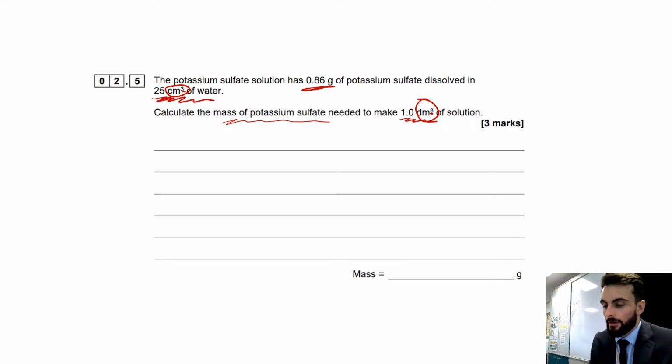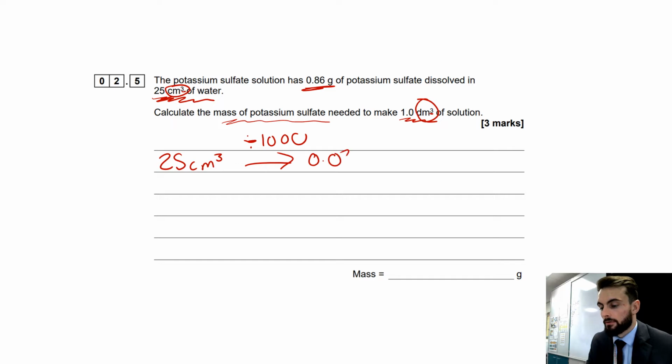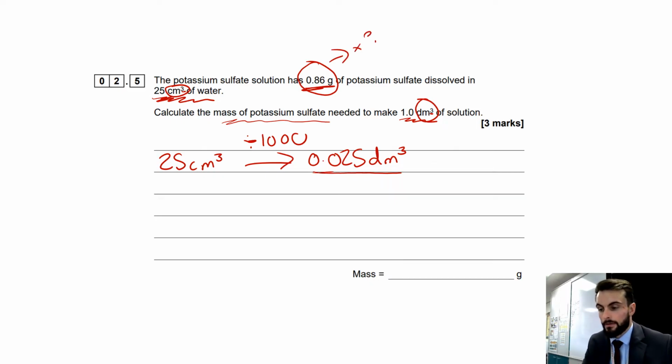So to convert 25 centimeters cubed into decimeters cubed, you need to divide by 1,000, which will give you 0.025 decimeters cubed. So what we've just worked out there is that this much, 0.86 grams of potassium sulfate, is enough to make 0.025 decimeters cubed. So what you need to do then is figure out, well, what do I need to multiply this by to make it up to 1 decimeter cubed?